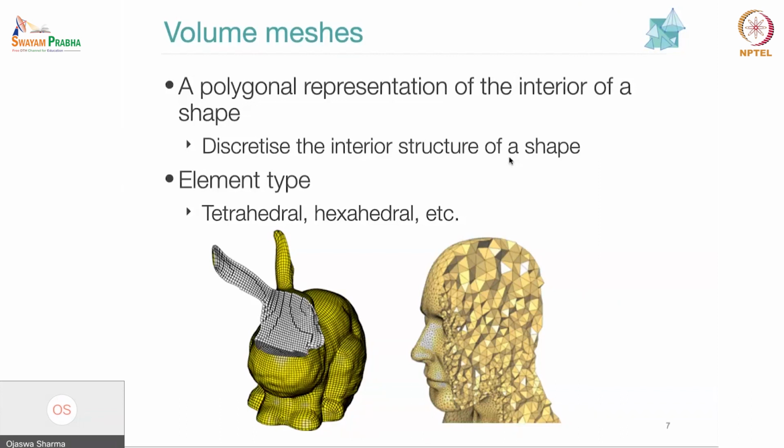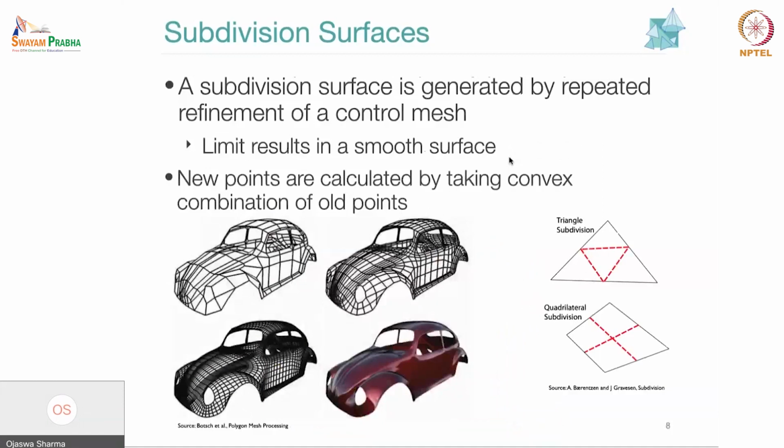So what is a hexahedron? Anybody? A cube. A cube is a hexahedron, but a hexahedron is more general. It could be anything that has 6 faces. Hex means 6, hedron means face. So anything with 6 faces is a hexahedron. But yes, a cube is a hexahedron, but the other way around may not be true. So tetrahedron, hexahedron. You fill up the entire interior with these elements, and that becomes a volumetric mesh. So that's about surface and volume meshes.